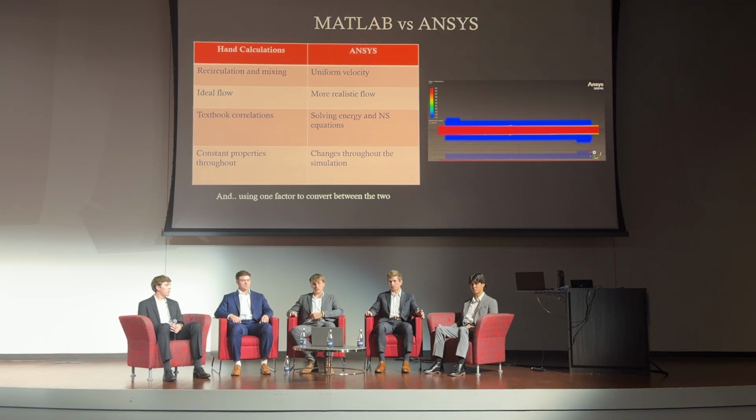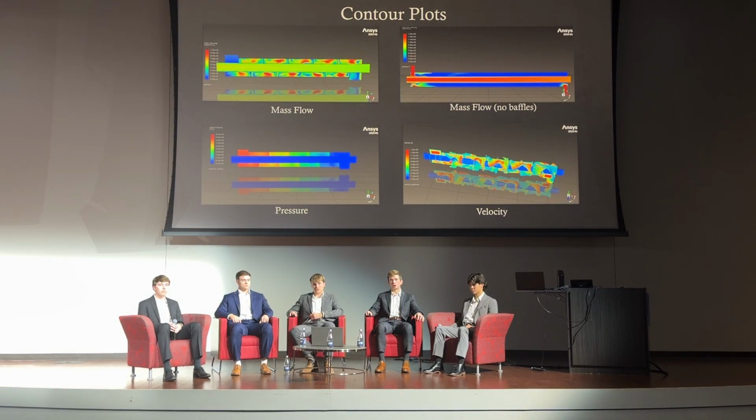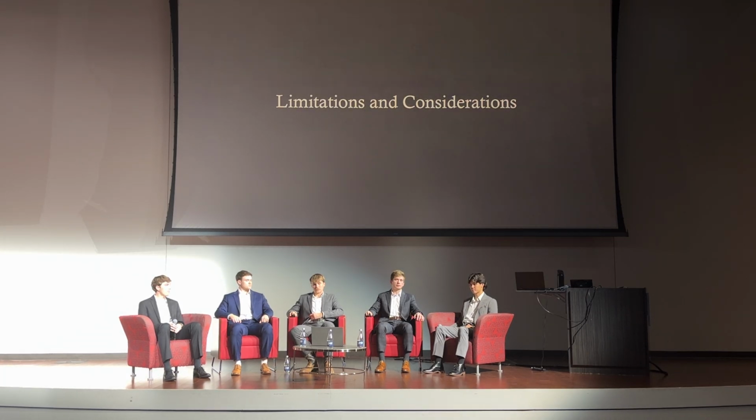And then also for the hand calculations, unfortunately, we were limited to any correlation that Zach was able to find. He did a great job finding as many as he could, but we're still very limited in how we can compare to ANSYS, because ANSYS is able to use these very complex energy and Navier-Stokes equations. And of course, the property differences between the flow is also a factor. And of course, using one conversion factor between the two is not a great method as well. So onto some contour plots. We have some pretty nice ones that you'll definitely be able to see in the paper as well. But I'll go ahead and hand it off to Kate.